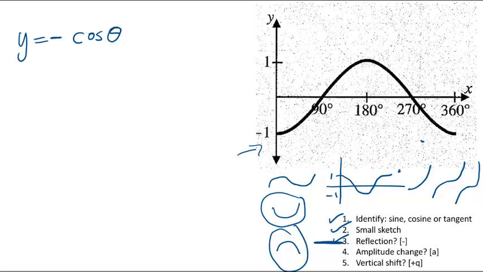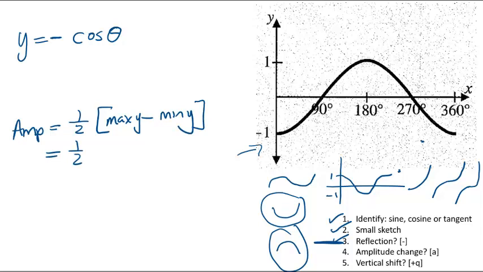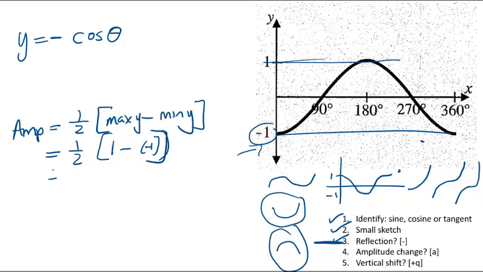Now, if you remember the equation for amplitude, we used to say that amplitude is equal to a half of the maximum of y minus the minimum of y. And in this instance, it's a half of the maximum is 1 minus the minimum is -1. So that ends up being a half of 2, which is equal to 1. My amplitude is 1. This amplitude is also my a value when it comes to sine and cosine. So I place my a value over there.